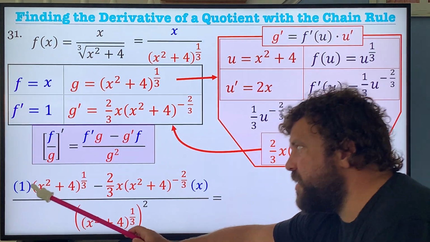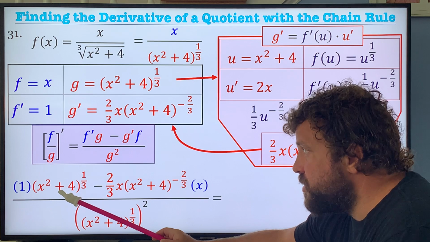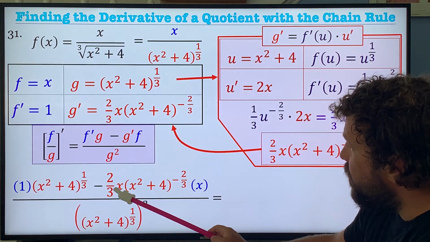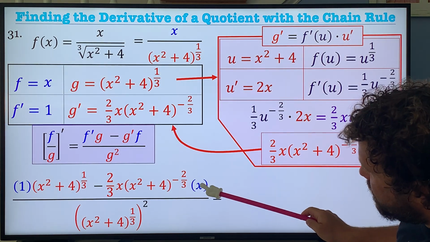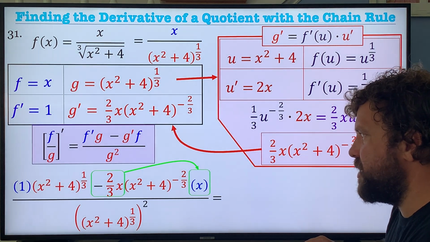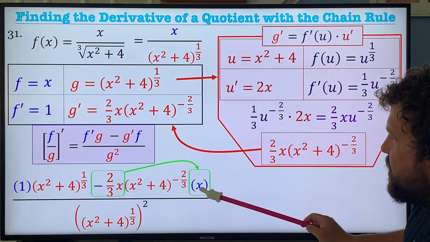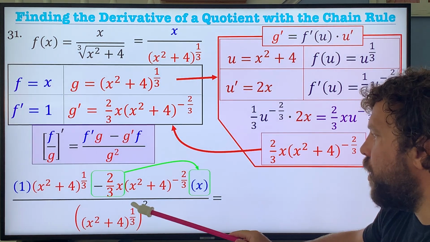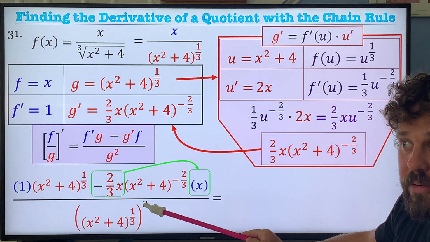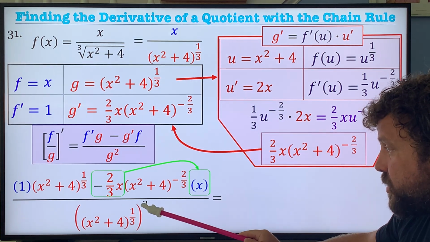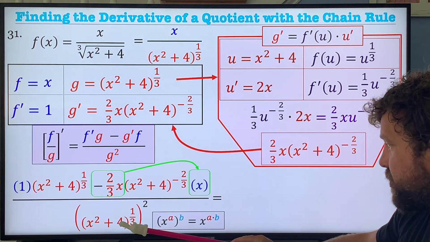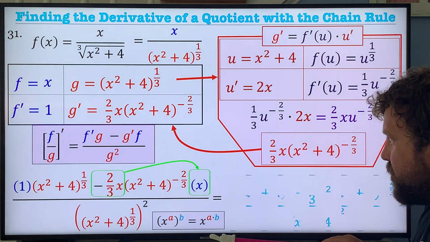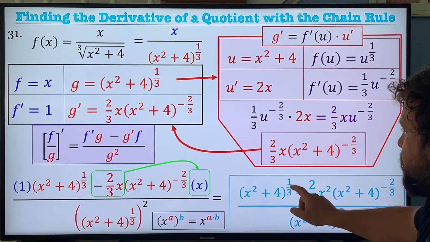Now, as far as reducing this problem, we don't have to go crazy, but a problem like this is easy. 1 times anything is just itself. So this stays x squared plus 4 to the 1/3. Now, you have a 2/3 x here and you have an x over here. I can multiply these by each other, okay? Negative 2/3 x times x is negative 2/3 x squared. Also, 1/3 to the second power, it's just 1/3 times 2 is 2/3. So I can reduce that as well, okay? Because when you raise a power to a power, you multiply the two numbers. So I end up with x squared plus 4 to the 1/3.